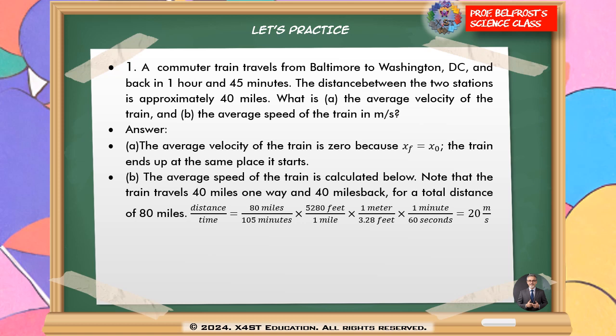And how about the average speed? Average speed is just distance divided by time. So you just need to apply some conversion factors, and you're done. You get the result of 20 meters per second.